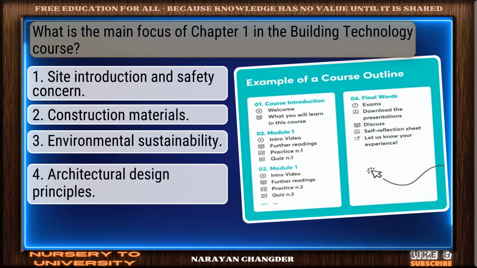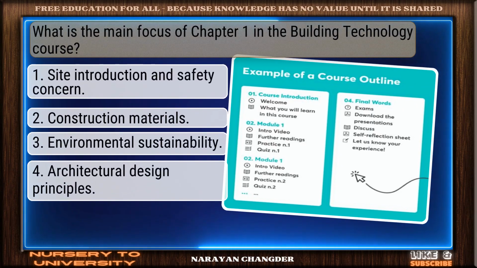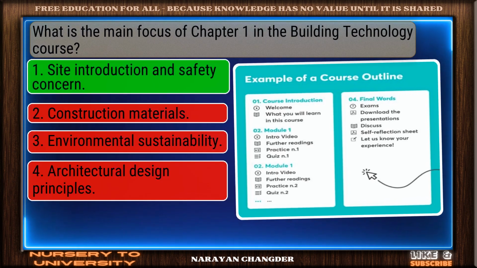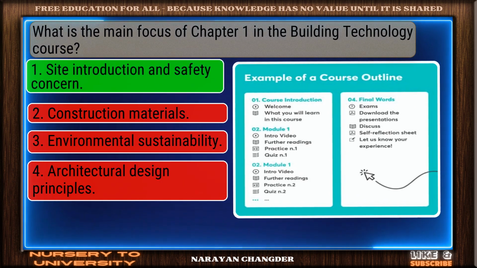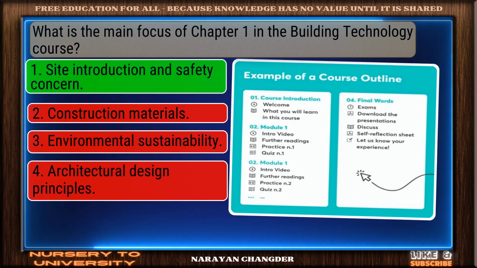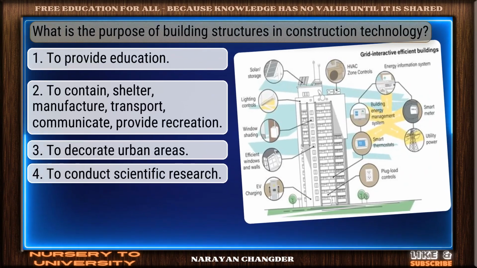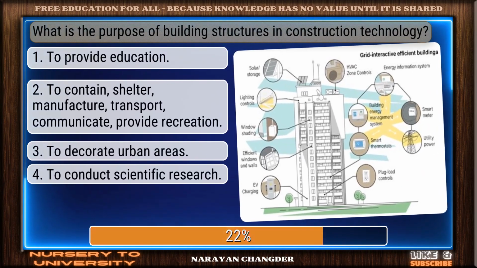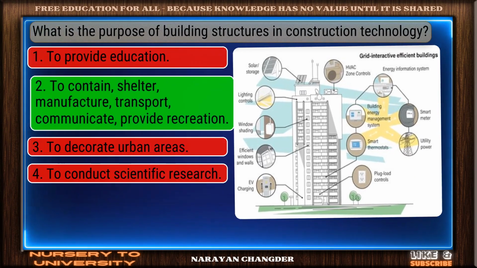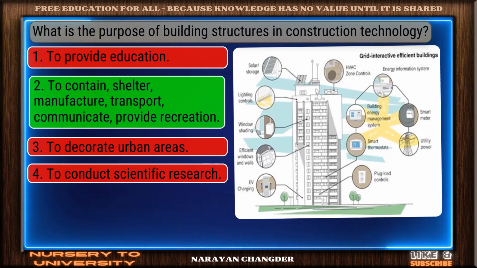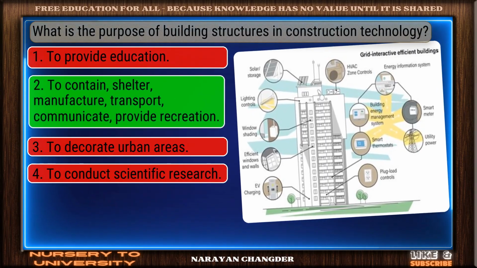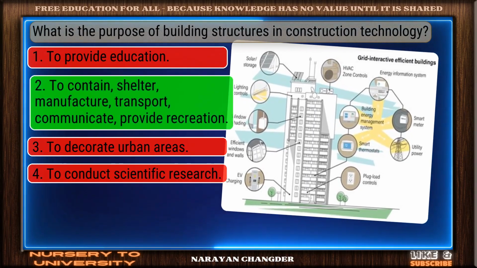What is the main focus of Chapter 1 in the Building Technology course? On track. Site introduction and safety concern is the correct answer. What is the purpose of building structures in construction technology? You're right. To contain, shelter, manufacture, transport, communicate, provide recreation is the correct answer.